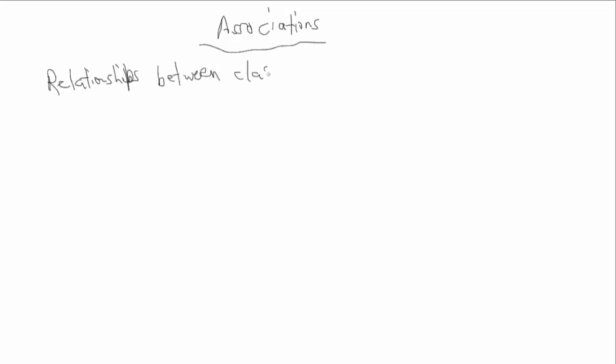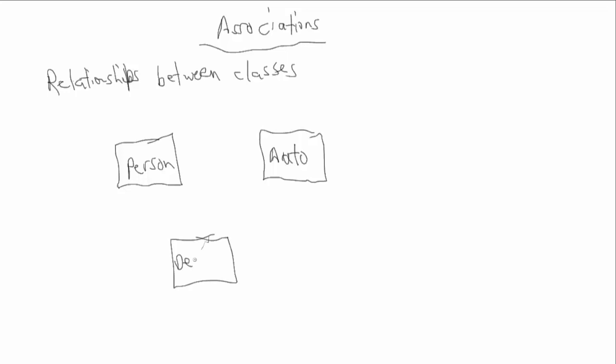So the associations. Once we have multiple classes set up, we can start defining how they associate or how they're related to each other. So relationships between classes. And we can start, let's think of a car example. So we've got a class that's going to be called auto. We've got a person. We've got a dealer. And we have a state, or we might even say state DMV.